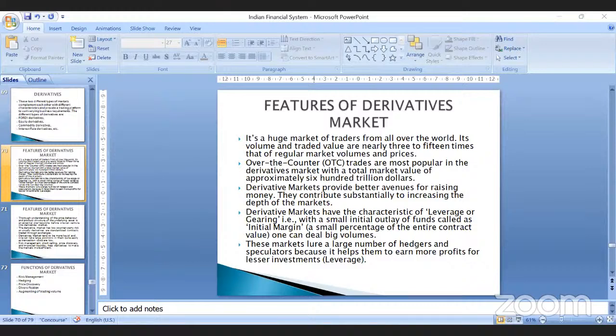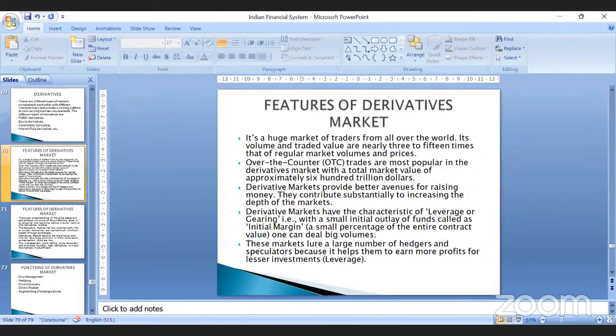Not only that, they have a characteristic of leverage and gearing. That is, with a small initial investment of funds, you can get big deals or big volumes in the derivatives market. Not only that, these markets attract a large number of hedgers and speculators because they earn more profits with only lesser investments, because they exchange on the spot, or they take the benefit of two markets, or the benefits of two time zones. With lesser investment, they can earn more profits.